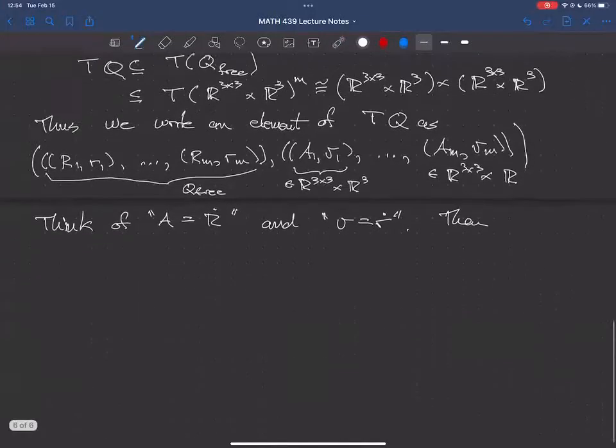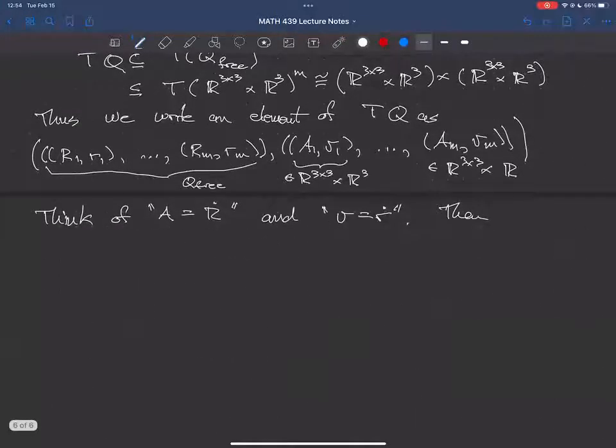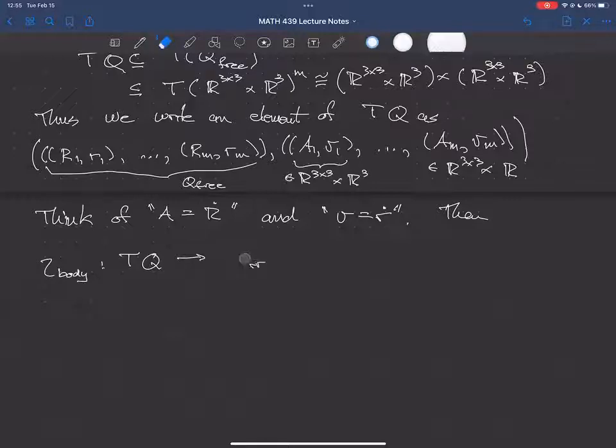So then we have these two mappings, and I'm only going to write one of them out explicitly. The other one is defined in the same way, except one's body and one's spatial. So I'm going to define iota body. This is going to be a map from TQ into TQ free.